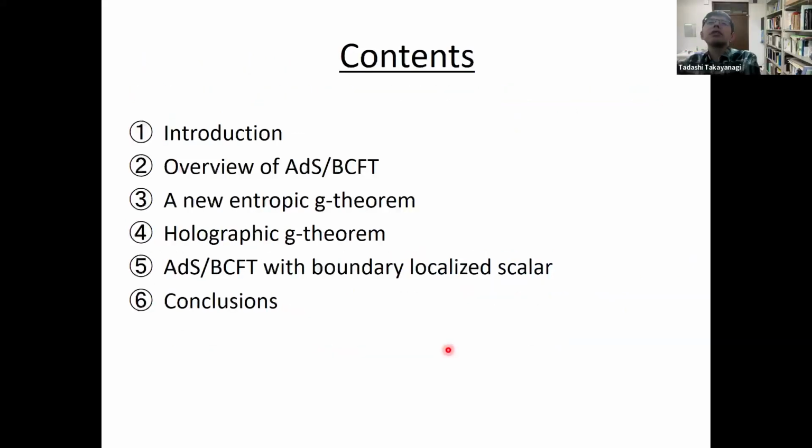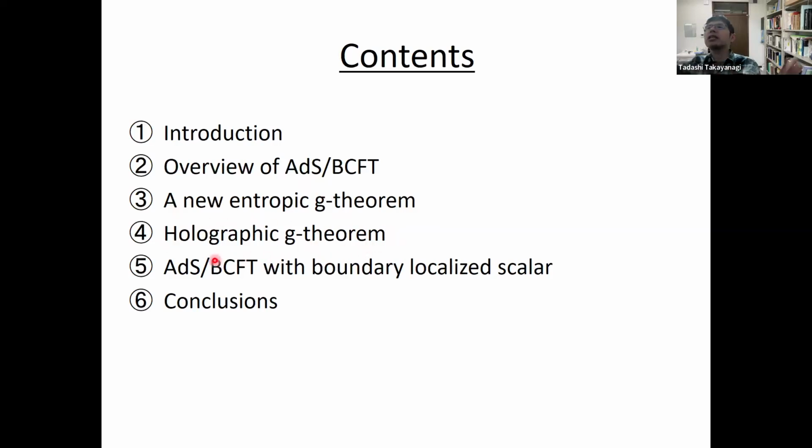Okay, so the content of my talk: I just finished the introduction. I just gave a heuristic picture of the end of the world brane. Now I give some precise prescription of AdS/BCFT duality, and then go to the first main part, the entropic G-theorem. The G-theorem is a kind of monotonicity in quantum field theory in the presence of a boundary. I will explain that. And it has a nice holographic derivation also.